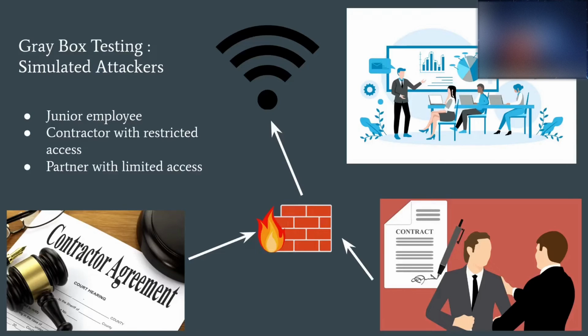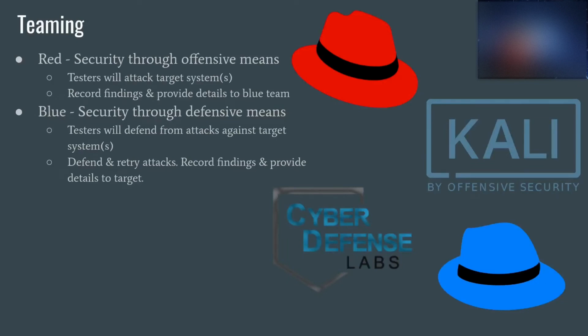with similarly limited access to systems or networks. Teaming involves collaboration between different teams to identify vulnerabilities and eliminate potential security threats. While there are many different types of teaming, such as white, green, and yellow teaming, we'll only cover the 3 most popular types: red, blue, and purple teaming.